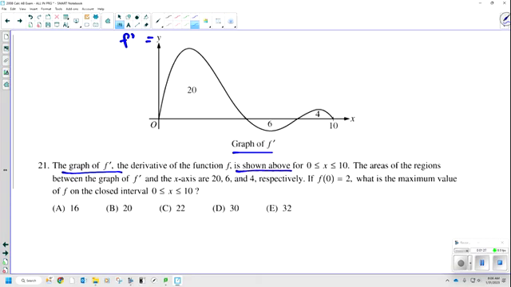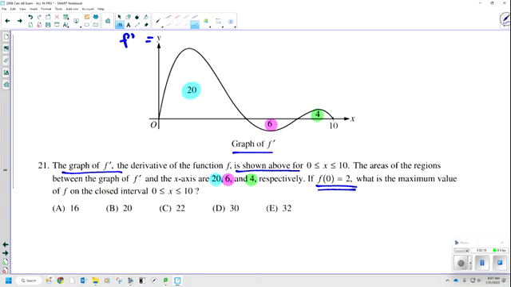The function f is shown above for x values between 0 and 10 inclusive. The areas of the regions between the graph of f prime and the x-axis are 20. Highlight. They're 20, that's right here. They're 6, right there. And they are 4 right there. So those represent our areas. If f of 0 is 2, what is the maximum value of f on the closed interval from 0 to 10?